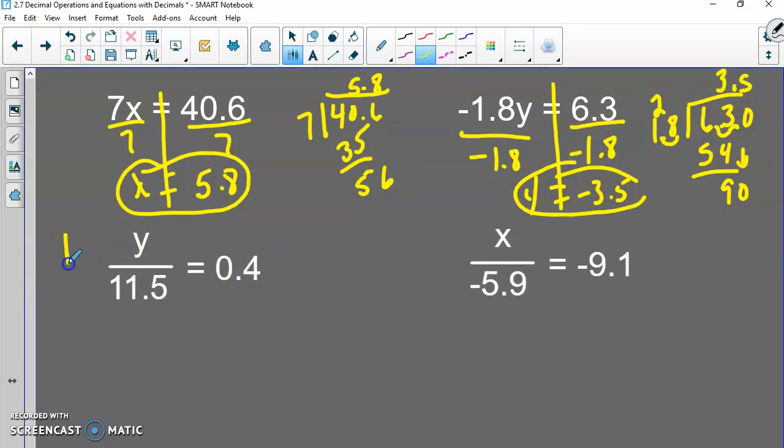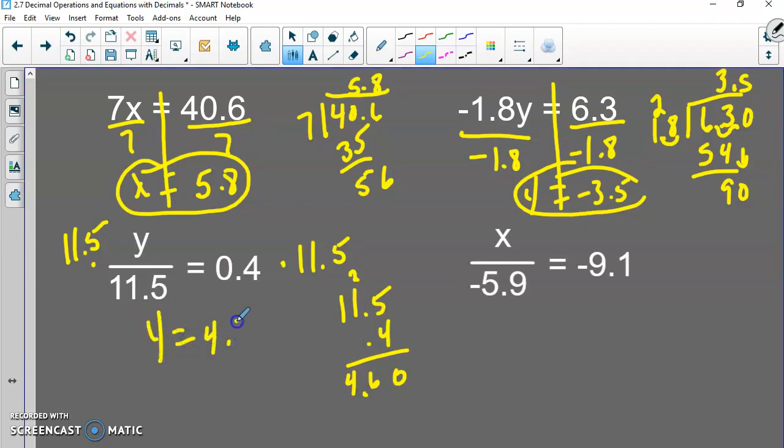Okay, here we're going to multiply both sides by 11.5 because that's the opposite of dividing by 11.5. So we're multiplying 11.5 by 0.4. And we don't have to line up the decimal, but we're multiplying. This is going to be 20. That's 6. And that's 4. 2 decimal places. We get y equals 4.66. Or if you want to write the 0, you can. 4.60 is what we get.